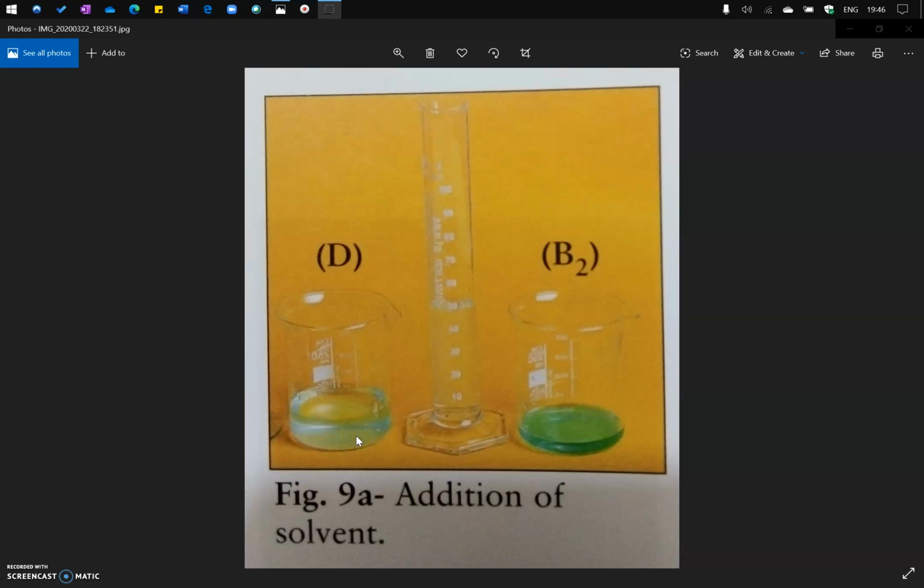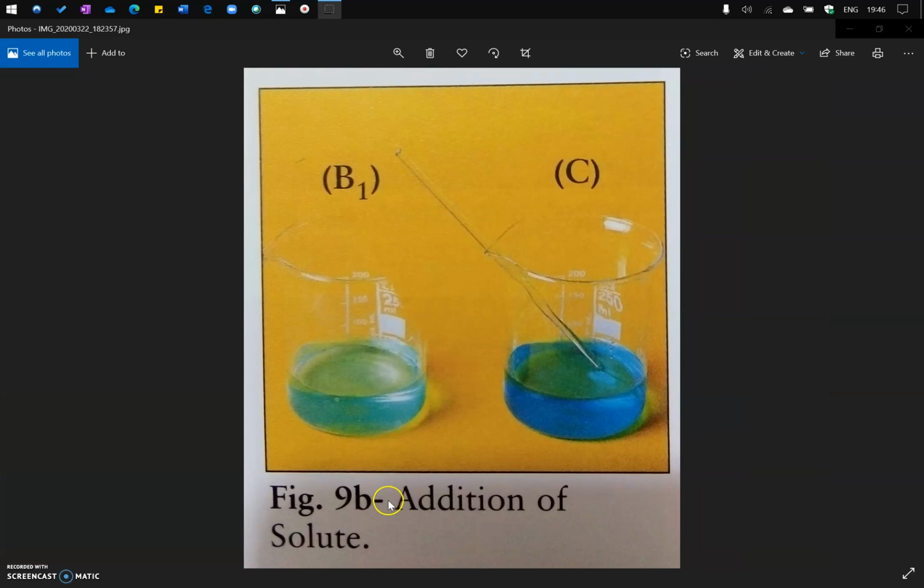What happens if we add more solute? So if we add more solute, like in this case, they were similar, كانوا نفس الشيء, and we added more copper اللي لونه أزرق. We see that the solution now is more concentrated.